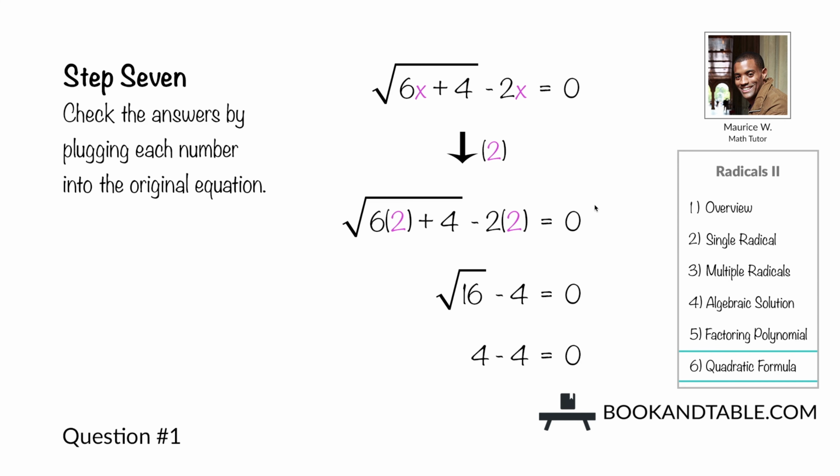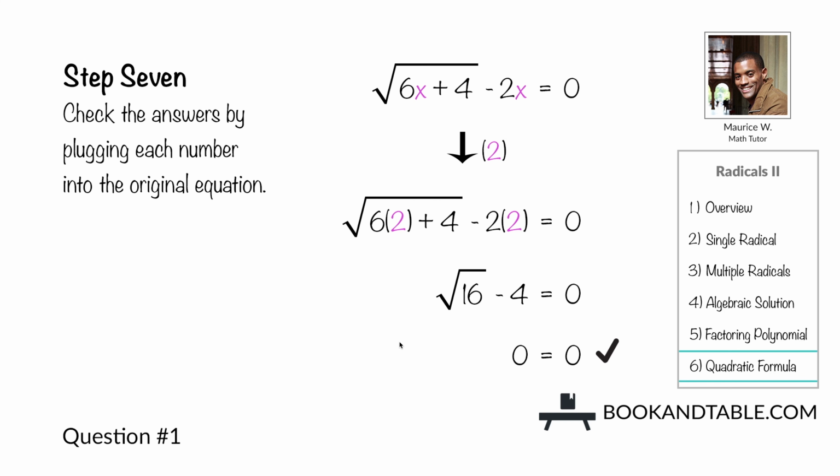So we want to check the other answer we got, which was positive 2. 6 times 2 is 12. 12 plus 4 is 16. Negative 2 times 2 is negative 4. The square root of 16 is 4. So we wind up with 4 minus 4, which is 0. And since 0 is equal to 0, left is equal to the right, that shows that x does equal 2. So the answer to question number 1 is x is equal to 2.